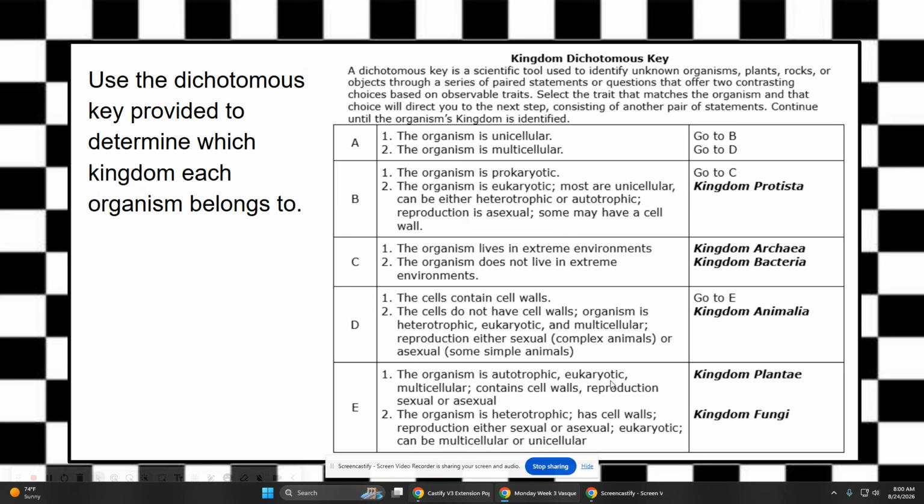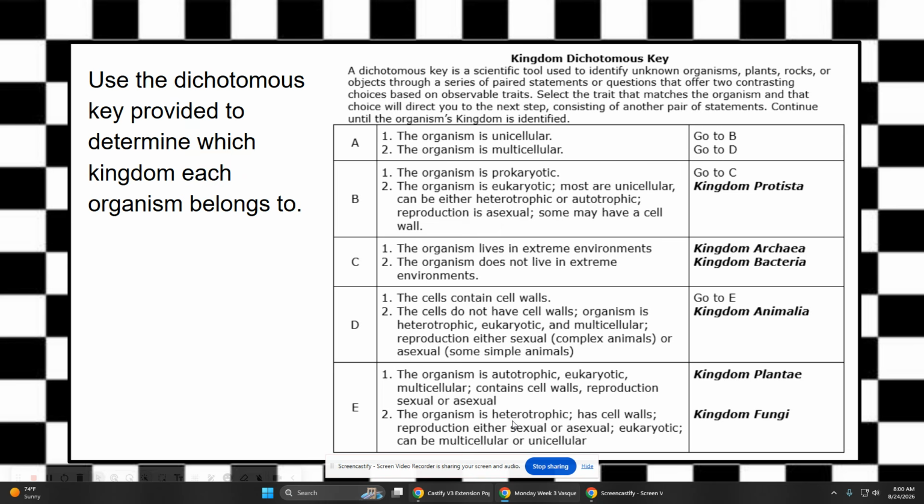We're looking at flowers. So we know that animals, Animalia, do not contain cell walls. So in this case, we're going to go to letter E. The organism is autotrophic, eukaryotic, multicellular, contains a cell wall, we just said that up here, and reproduction can be sexual or asexual. When we look at that, we look at the other option.